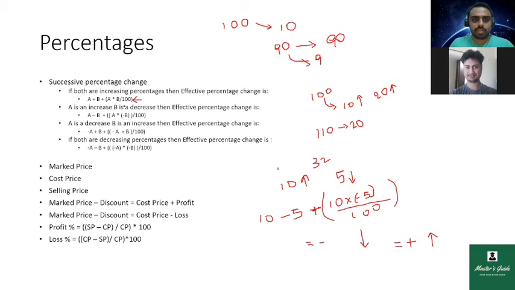You can remember only one of these, that is a plus b plus ab into 100, and use it for all other scenarios.